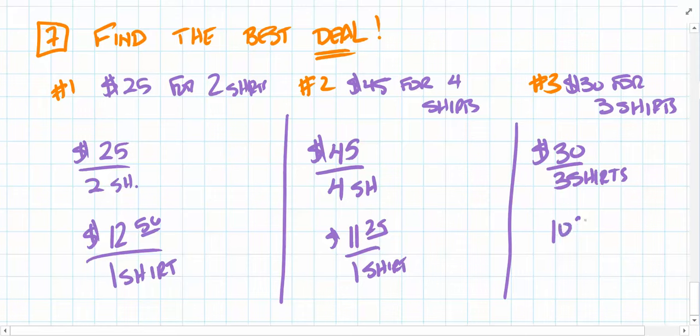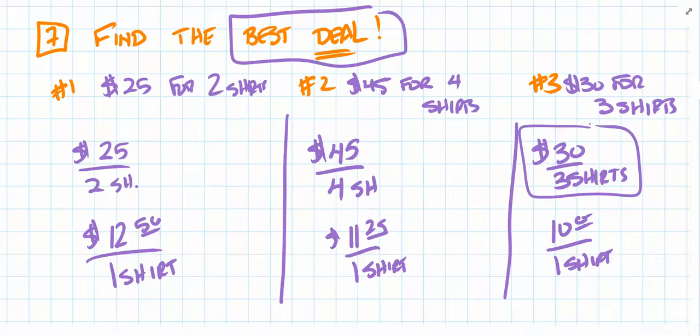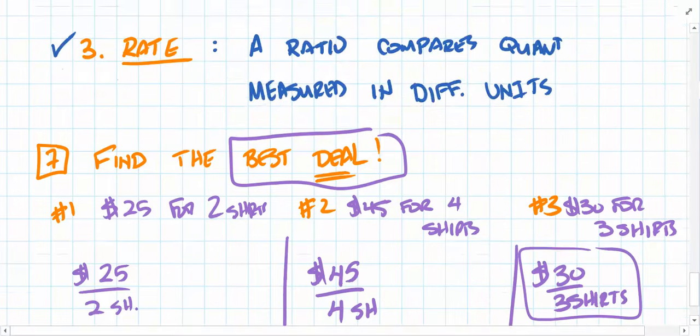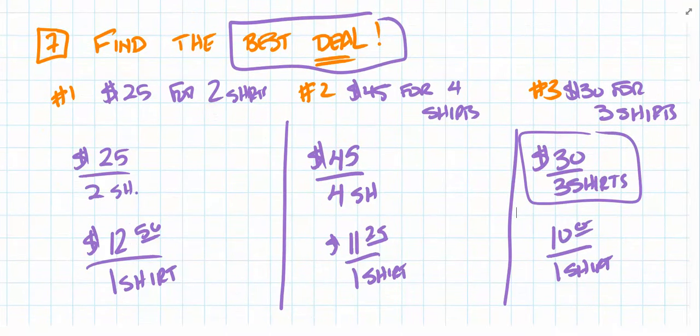Okay. So if I'm asking you to find the best deal, which one are you going to pick? Yeah, we're going to do this one, right? We're going to pick $30 for 3 shirts. Now, what allows us to make a comparison between each of the different deals? There's one of these up here that allows us to make a comparison. What would your guess be? Yeah, the unit rate, right?